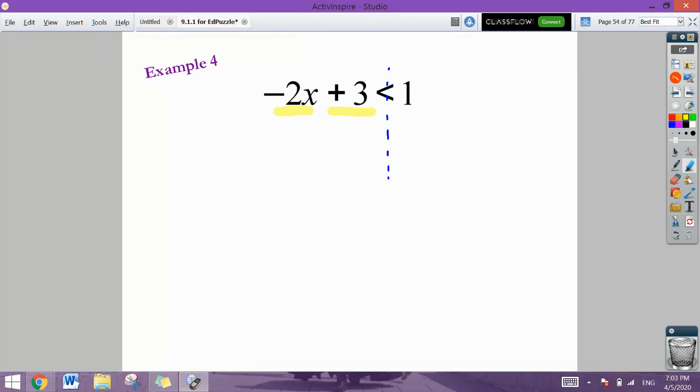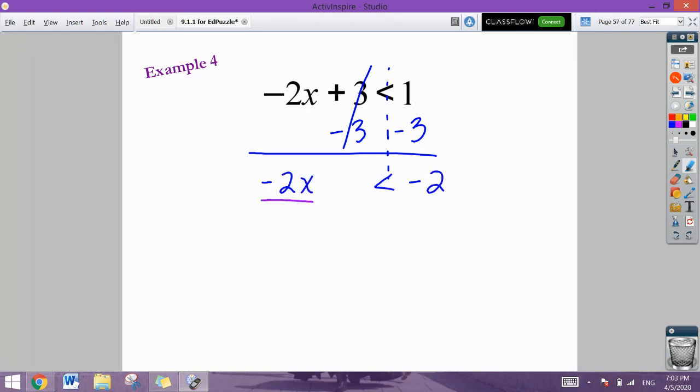I'm going to start with that plus 3. I'm going to do the opposite and subtract 3 on both sides. 3's cancel, and we have negative 2x is less than negative 2. Now we currently have this negative 2 being multiplied by the x, so do the opposite and divide that guy away, right? The negative 2's cancel over here, and we have x is less than 1, right? So right now I'm saying the solution is x is less than 1. That means all the numbers less than 1.